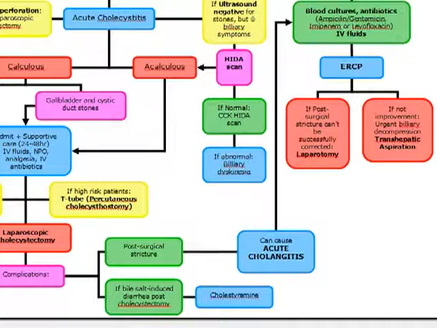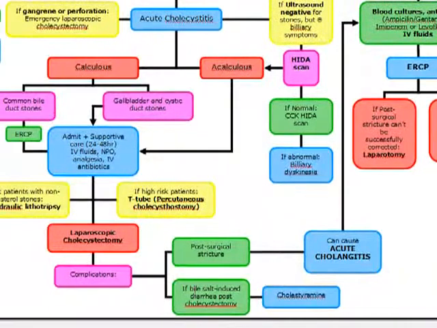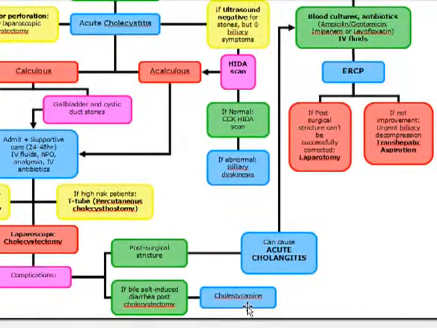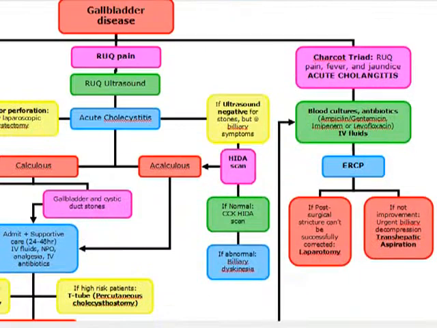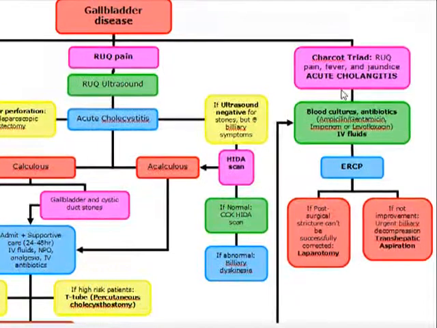And after you do a cholecystectomy, a complication can be a post-surgical stricture or bile salt-induced diarrhea. If it's bile salt-induced diarrhea, you're going to give cholestyramine. The stricture can cause an acute cholangitis, and the acute cholangitis is going to be characterized by Charcot's triad, which is right upper quadrant pain, fever, and jaundice. What you're going to have to do is blood culture plus antibiotics. The combinations can be amp and gent, imipenem, or levofloxacin, and you're going to give them IV fluid.